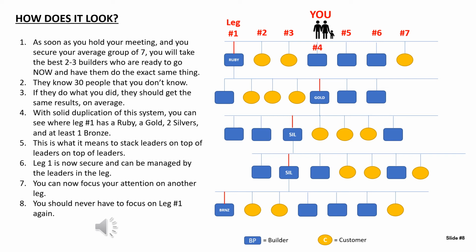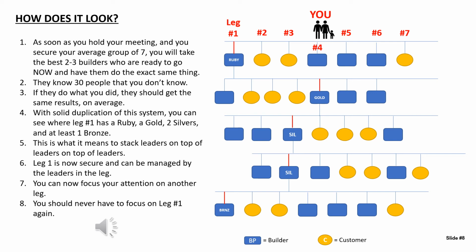You just did your meeting, and this is you at the top, you and your wife and one of your children. That's you as a family running a business. As soon as you hold your meeting and you secure your average of 7, you will take the best 2 to 3 builders who are ready to go right now and have them do the exact same thing that you did. Okay, what did you do?